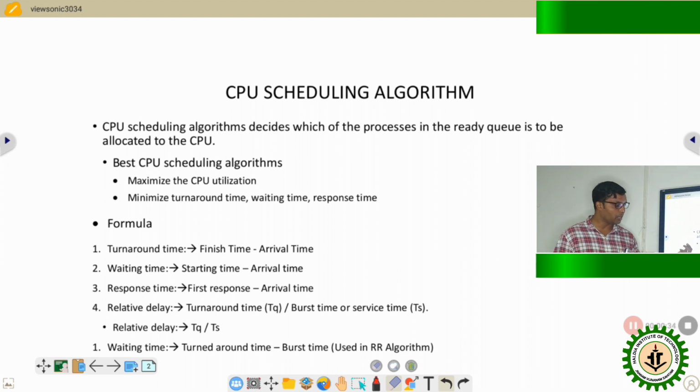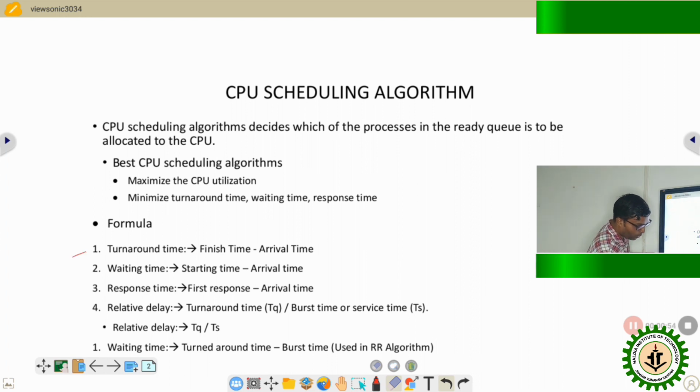Now the criteria of the best CPU scheduling algorithm are to maximize the CPU utilization and minimize the turnaround time, waiting time, and response time. We'll go through several algorithms and try to find out which one is the best among them. There are typical formulas.